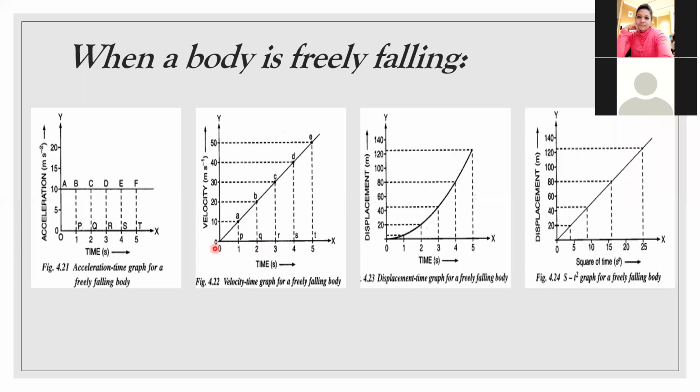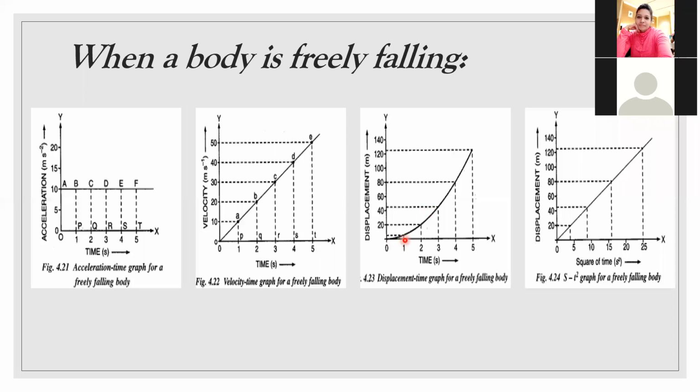All of you understood now. Now the under area of the fourth triangle, displacement at 4 seconds, 80 meter. Very good. And displacement at 5 seconds, 125 meter. Very good. Then by this we have obtained all the values of displacement from the first second to the fifth. Now we will plot a graph.